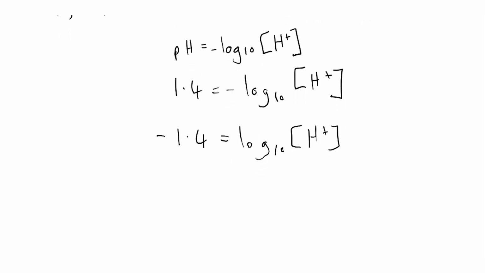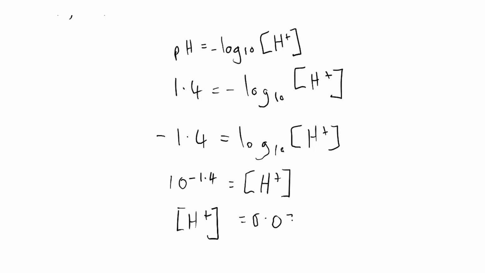And to get rid of a logarithm, what you do is raise 10 to that power. So 10 to the minus 1.4 is equal to the concentration of H+. And then we'll just flip the sides because we like the subject to be at the left, concentration of H+, and if we calculate that, we find that gives us 0.0398 molar. It's still a molar, it's moles of H+ ions per litre of solution.